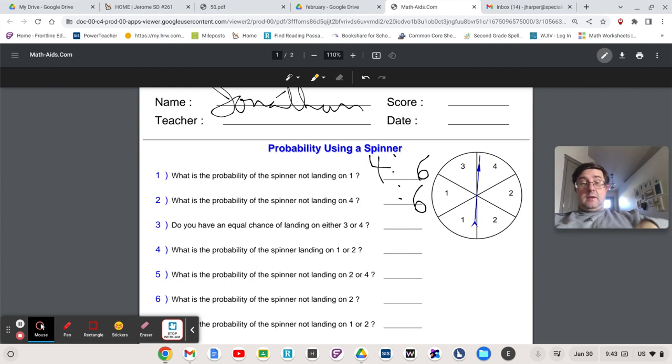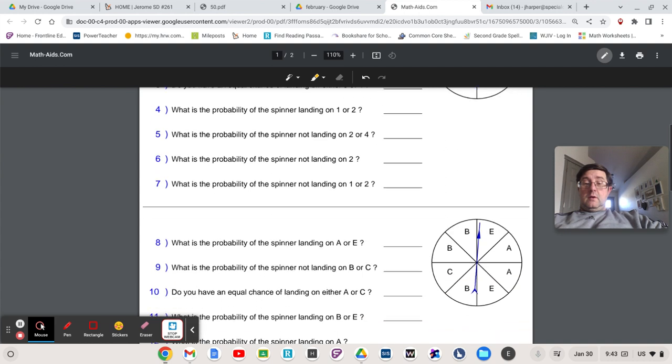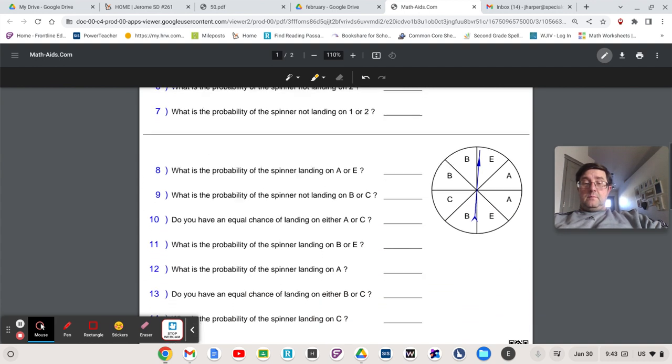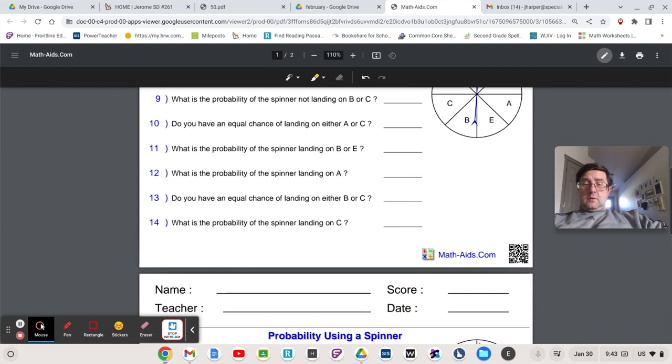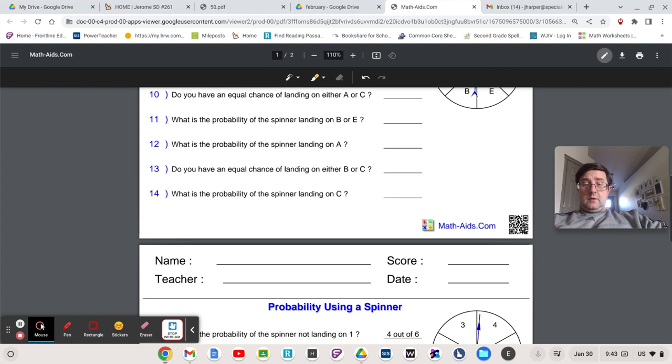But it says again, not. So our answer would be 5 out of 6 of it not landing on a 4. That's important. So I want you guys to do the rest of these on your own. I'm just going to go down here, and we're not going to look at all the answers.